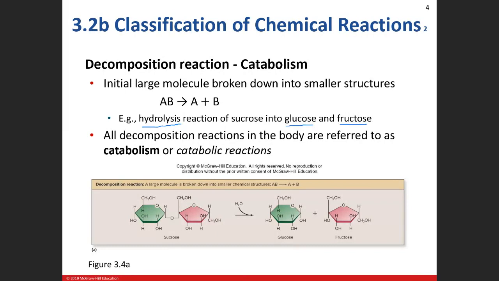So this type of reaction, yes, it's a decomposition reaction, but we refer to it as a catabolic reaction, or the general term when we're just describing metabolism is catabolism, starting with something large, breaking it down into something small.